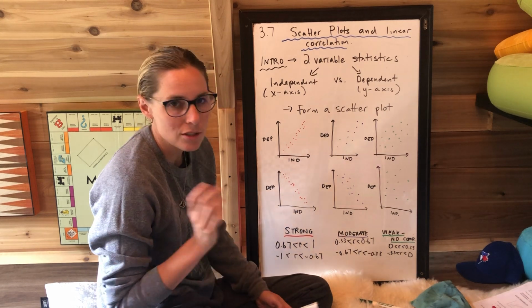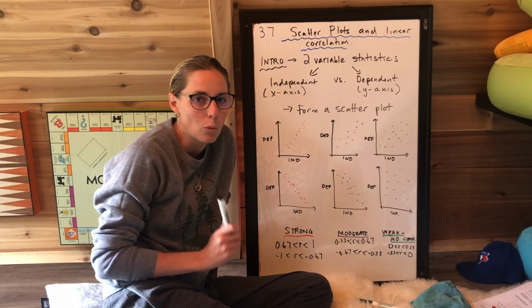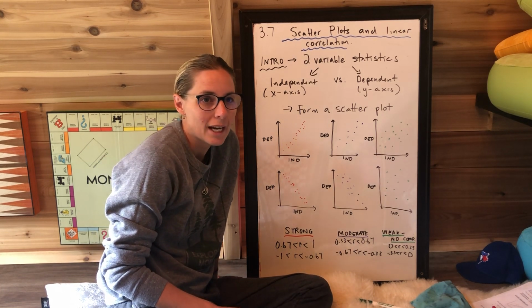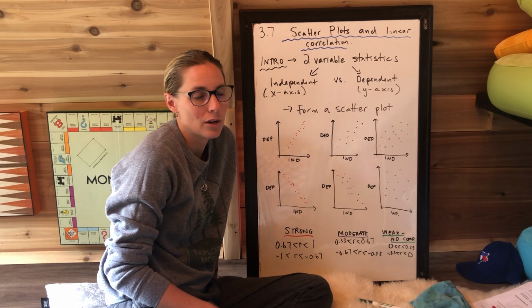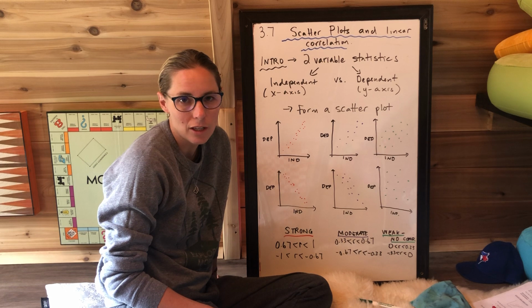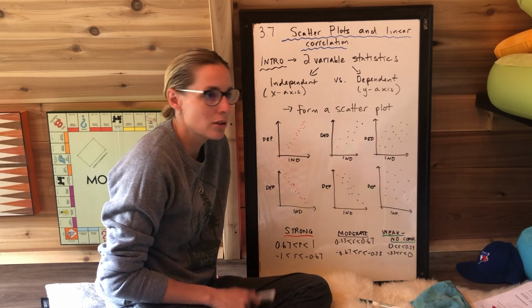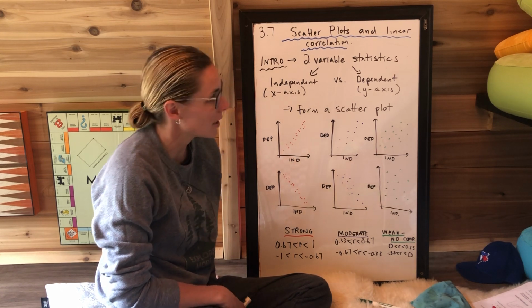Okay, so the idea here is so far, all the way up to 3.6, we've only been dealing with one variable statistics. One variable statistics is when you look at a single set of data. Okay, so the average height of people in our class. That's one set of data. The next two lessons are on two variable statistics. So that's when you're comparing two sets of data.